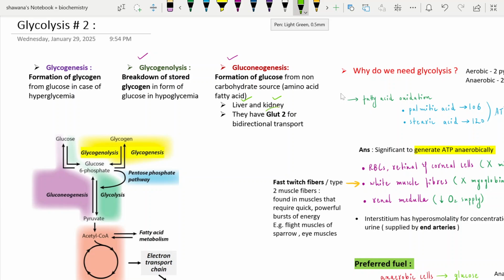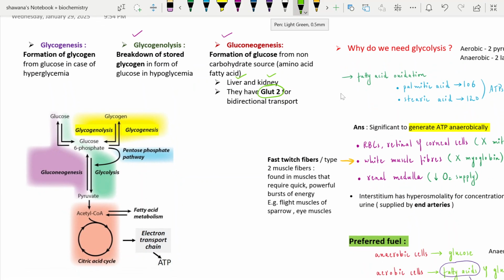And in the previous lecture, I have already told you that those organs which are involved in gluconeogenesis must have GLUT2 transporters. GLUT2 transporters are bidirectional transporters, and these are necessary for the detection of the blood glucose level and for the two-way transport of glucose. Okay. This is a schematic representation of how all these processes are occurring.